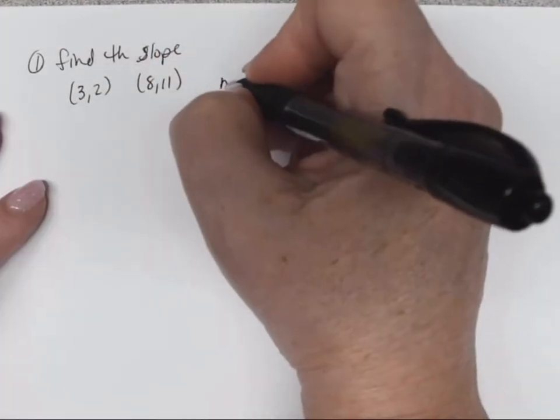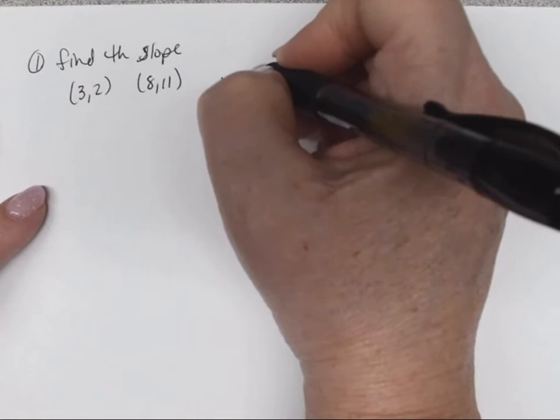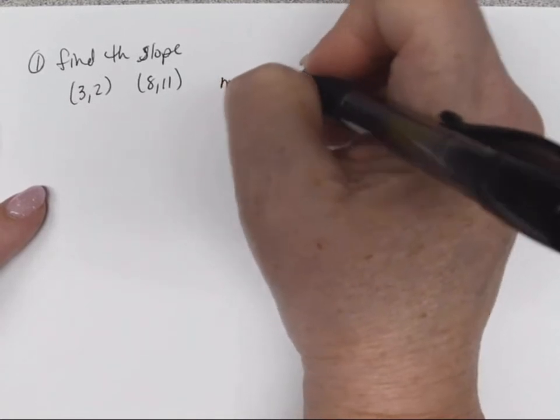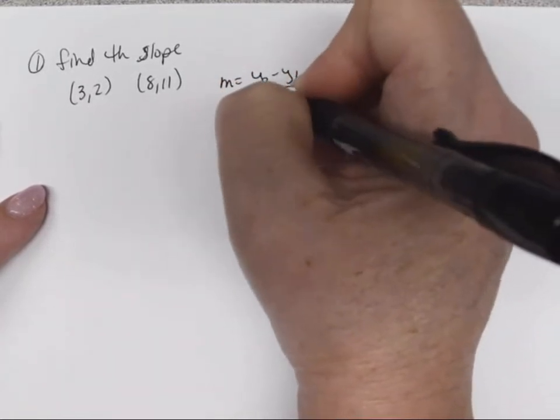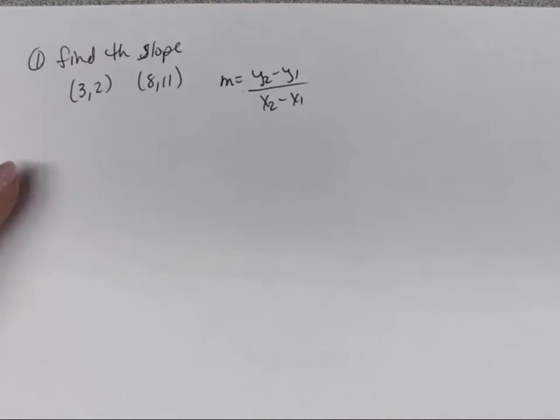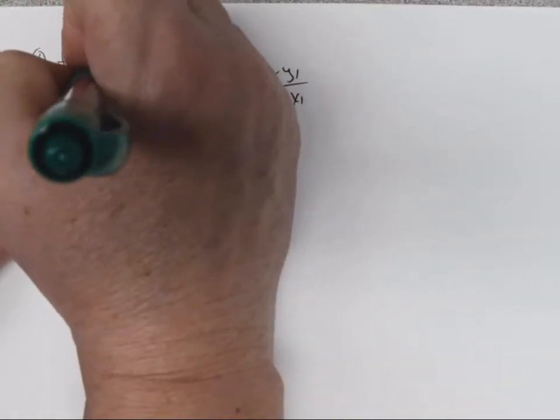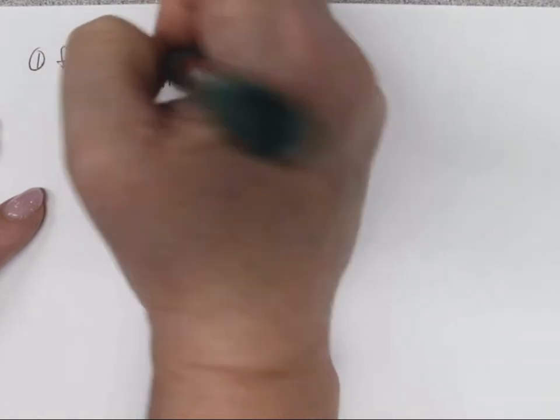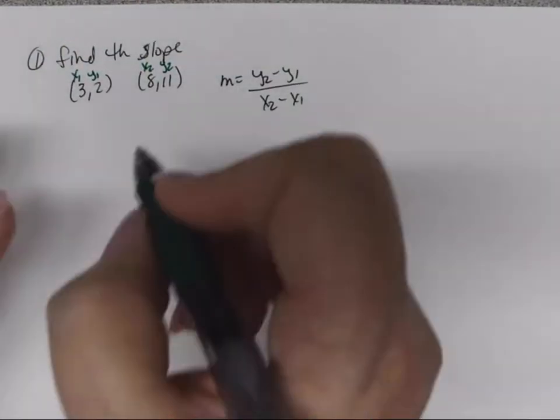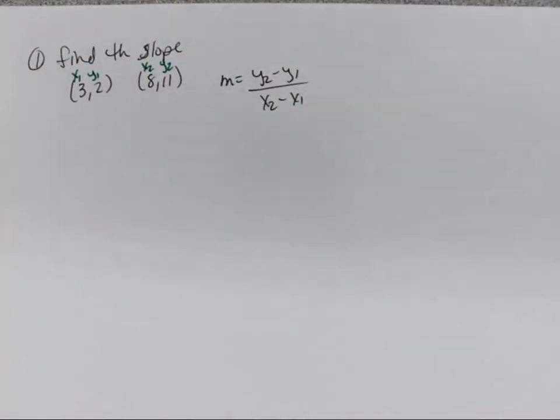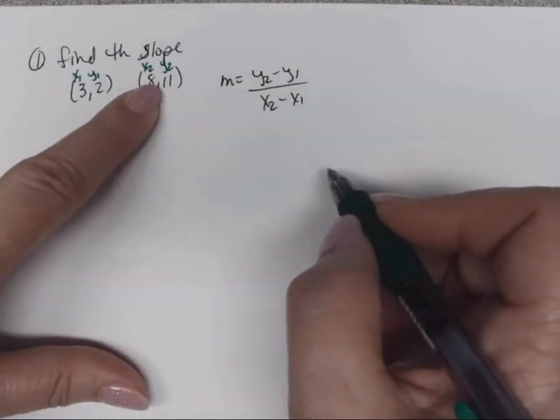So the slope formula is m equals y sub 2 minus y sub 1 over x sub 2 minus x sub 1. So what you need to do is label your points, x1, y1, x2, y2. It doesn't matter which point is point 1 and point 2, it'll get you to the same answer. Just go the same direction.